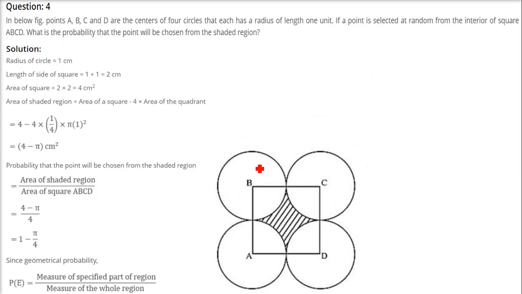In this figure, we have A, B, C, D. These are the centers of 4 circles that each has the radius of 1 unit. So the radius is 1 unit.